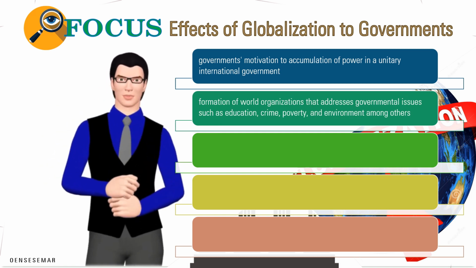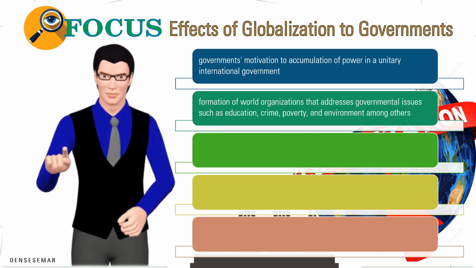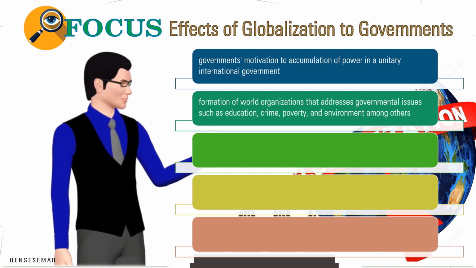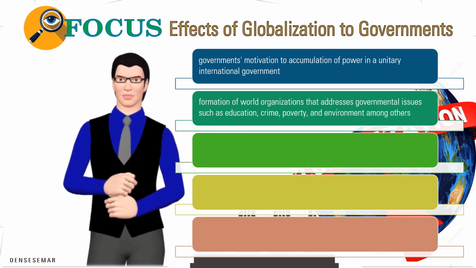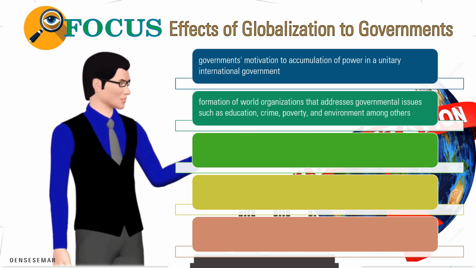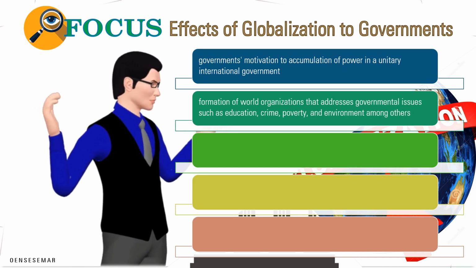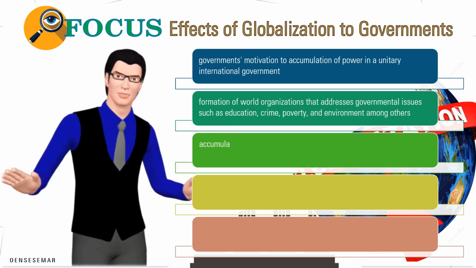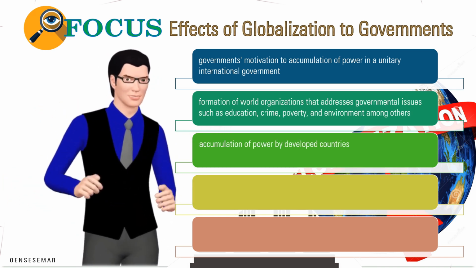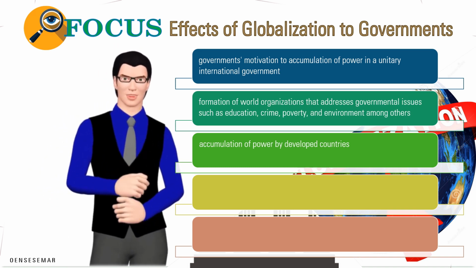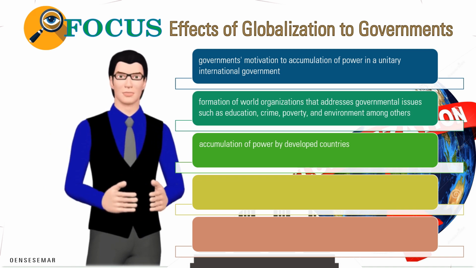The UN is an example of a successful global diplomatic village. Through delegates, member countries of the UN agree on some rules and policies to address global issues that governments face. The accumulation of power by developed countries is another effect of globalization on politics. Experts argue that the concentration of power may lead to developed countries exploiting their developing counterparts.